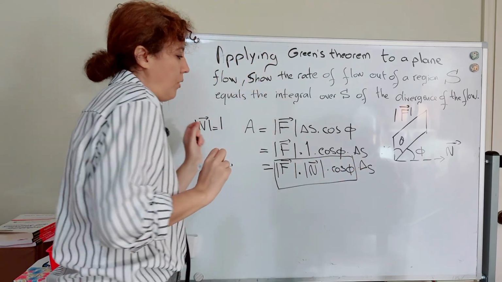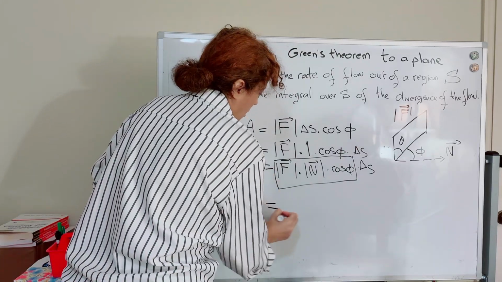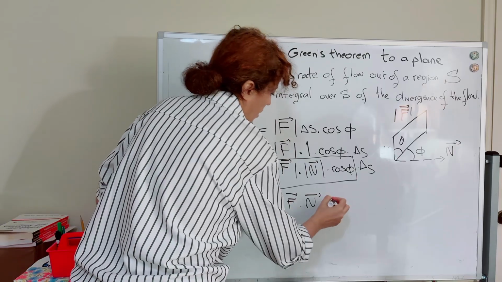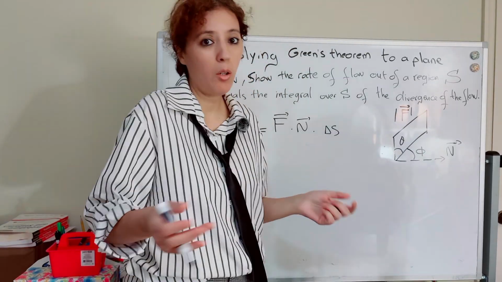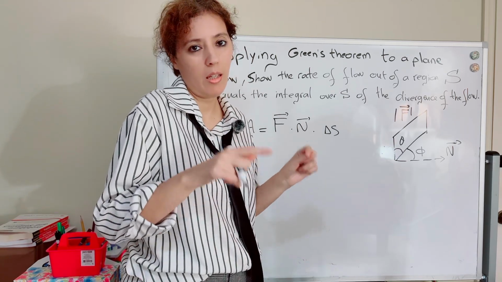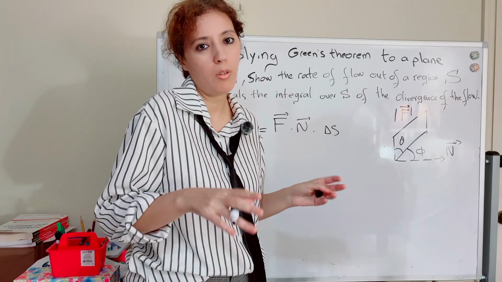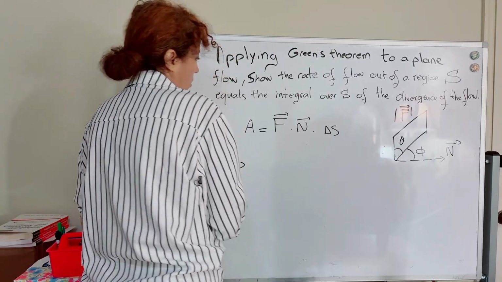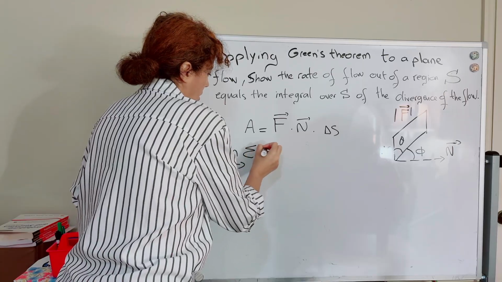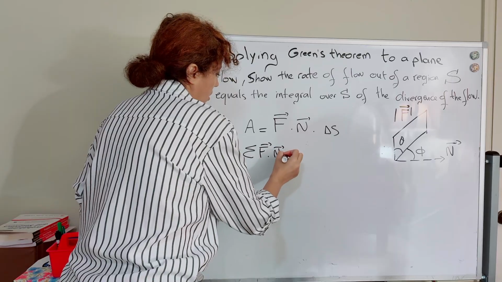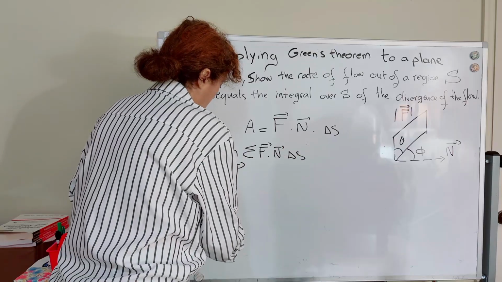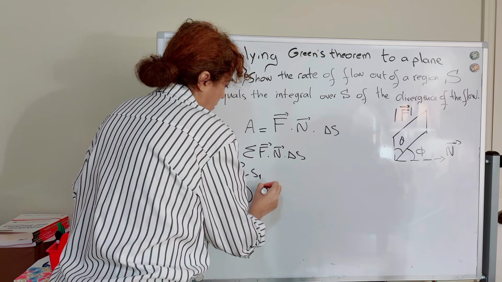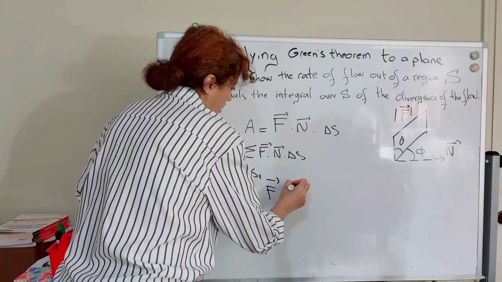And this is just the vector product of the vector field F and N delta S. Now we take the limit as delta S goes to 0 and sum over all points of S. So the limit when delta S goes to 0 and the sum of F dot N delta S is equal to the integral from S0 to S1 of F dot N ds.